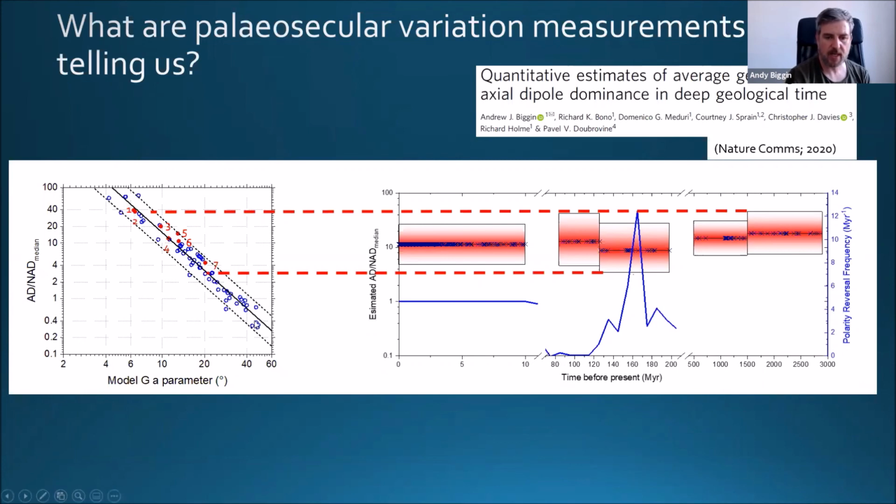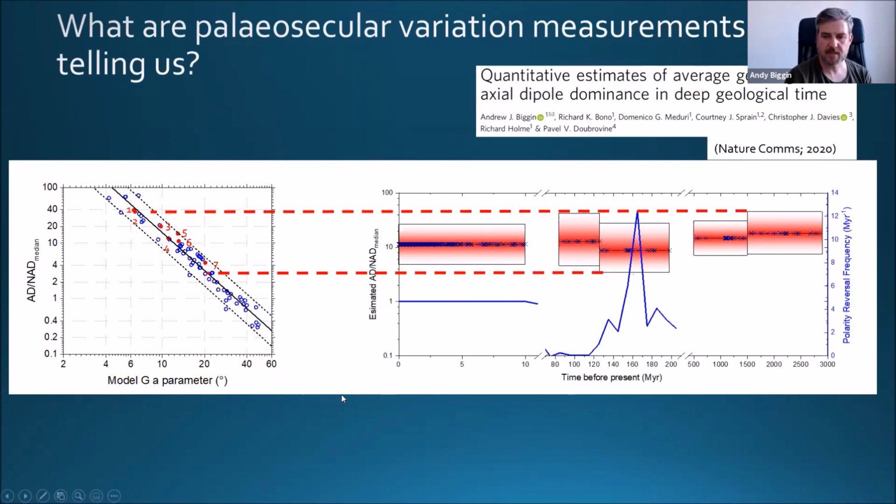So that's this power law here, which is published in this paper that came out late last year in Nature Comms. We've got a nice power law between model GA parameter, so this equatorial VGP dispersion, which is something that we can measure in rocks of Precambrian age, or compilations of rocks of Precambrian age, and that's acting essentially as a reasonable proxy for this parameter over here, AD over AD median, which is the average dominance of the axial dipole over the rest of the field.